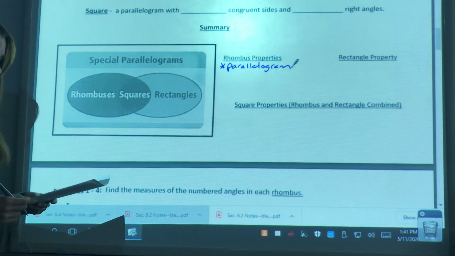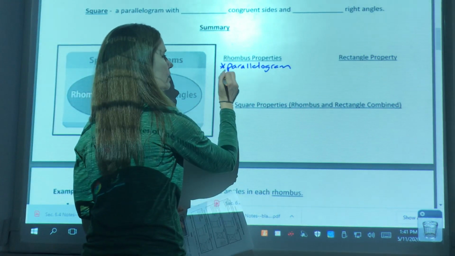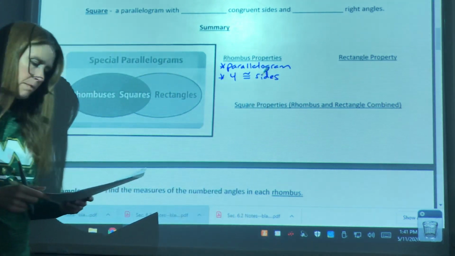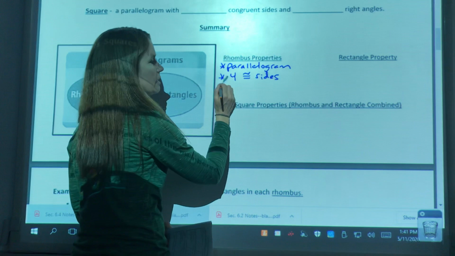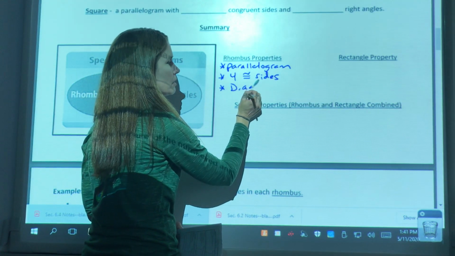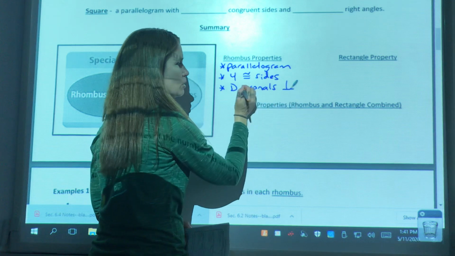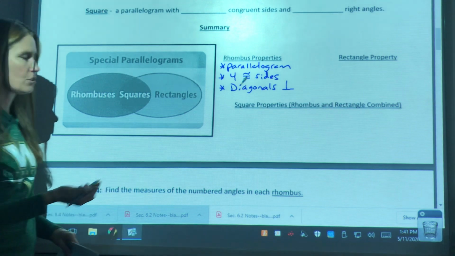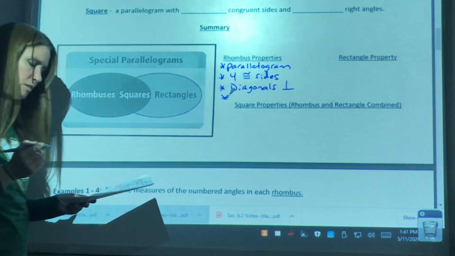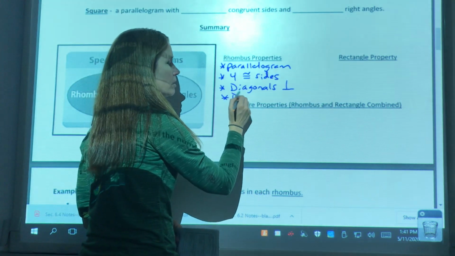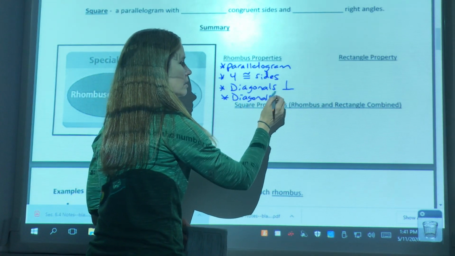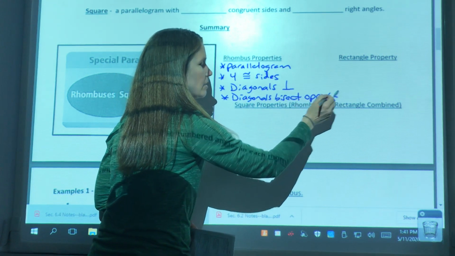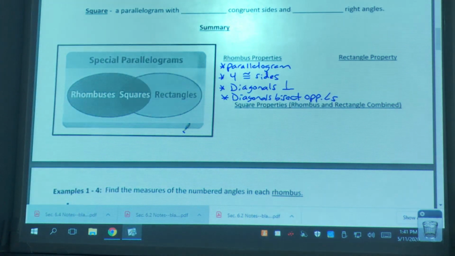One of the new things we said about a rhombus is that it has 4 congruent sides. Another thing we said about a rhombus is the diagonals are perpendicular. I'm just going to use my upside down T to represent perpendicular. And the additional thing we said about a rhombus is the diagonals bisect the opposite angles. So diagonals bisect opposite angles. I'm going to abbreviate angles just to shorten it a little bit.